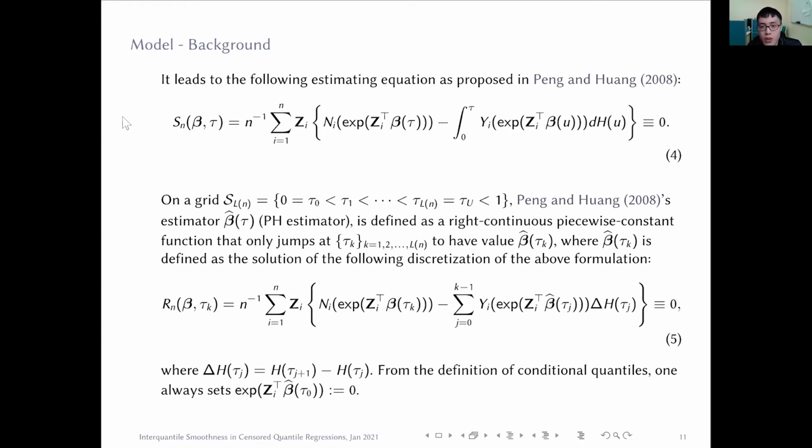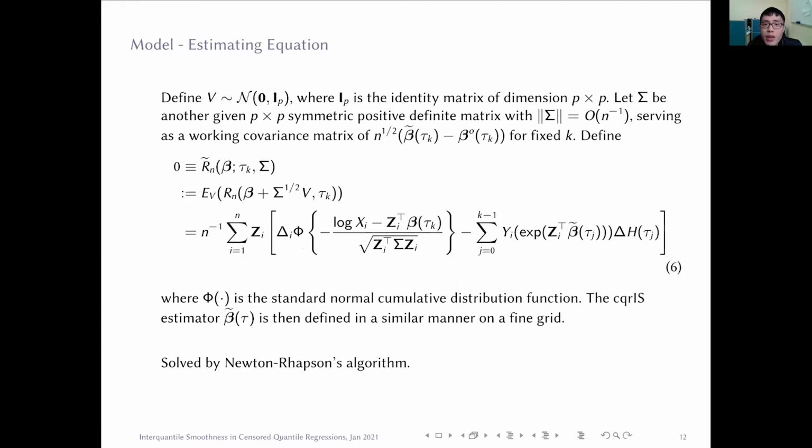Now, our proposal. We let V be a multivariate normal random variable with mean 0 and covariance matrix I, the identity matrix. We let sigma be another positive definite matrix with norm of order big O(1/n). And it will be serving as a working covariance matrix for our estimator. So we define the induced estimating equation as the expectation of the original estimating equation proposed in Peng and Huang with the parameter perturbed by a properly scaled multivariate normal random variable.